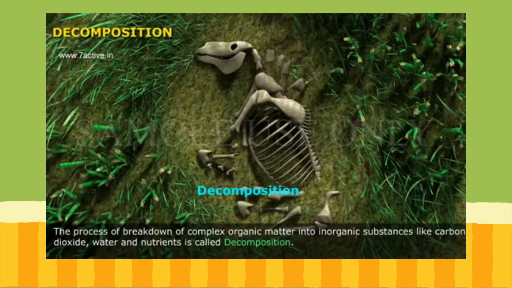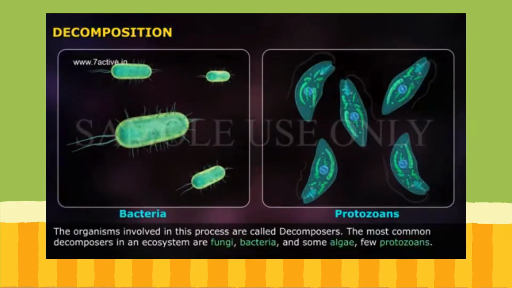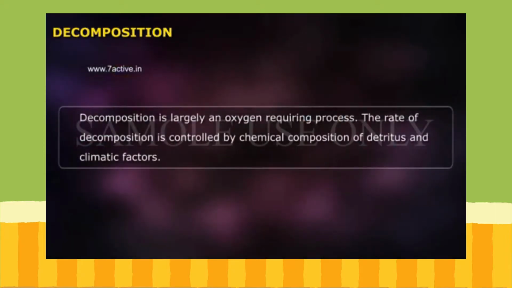Decomposition. The process of breakdown of complex organic matter into inorganic substances like carbon dioxide, water, and nutrients is called decomposition. The organisms involved in this process are called decomposers. The most common decomposers in an ecosystem are fungi, bacteria, and some algae and a few protozoans. Decomposition is largely an oxygen-requiring process. The rate of decomposition is controlled by the chemical composition of detritus and climatic factors.